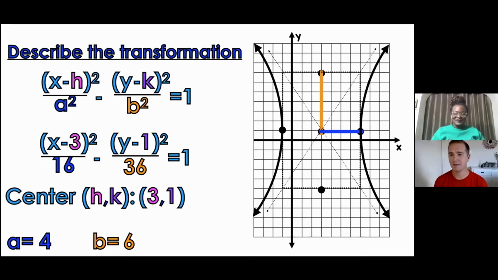How'd I do? You did fantastic. 17 gold stars for you. I do notice I can actually look at the slopes of those asymptotes and get those from a and b. My slopes of my asymptotes are going to be 6/4, which is 3/2, and -3/2. So I can draw those in. That's our rise over run from a and b.